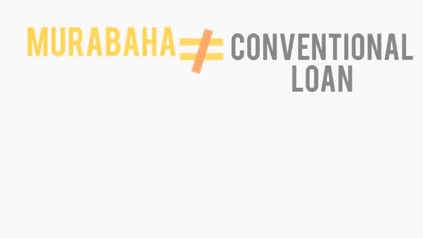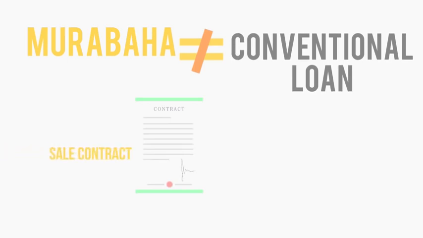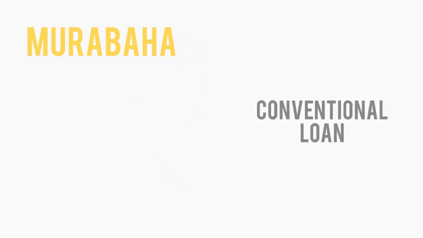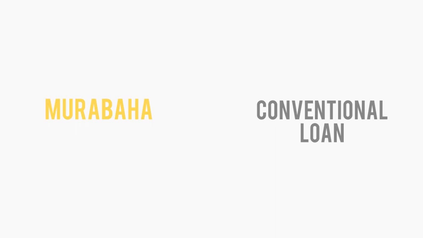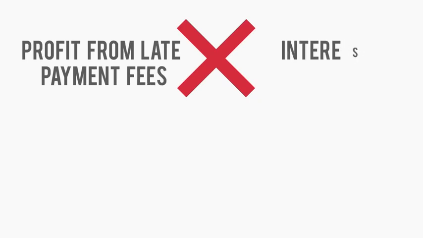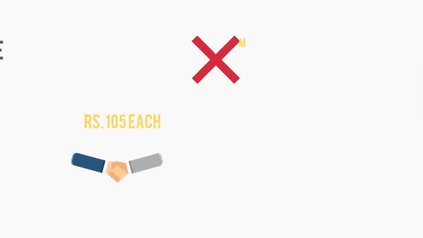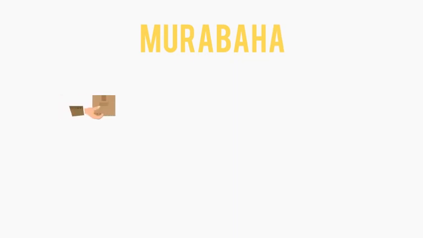So how is this different to a conventional loan? The key difference lies in the contract structure. Murabaha is a sale contract while the conventional loan is an interest-based lending agreement. Unlike a conventional loan, a facility under the Murabaha-based sale structure does not permit the Islamic bank to profit from charging late payment fees or burdening customers with other snowballing interest upon interest charges, as the selling price has already been agreed. In summary, Murabaha is a sale-based transaction.